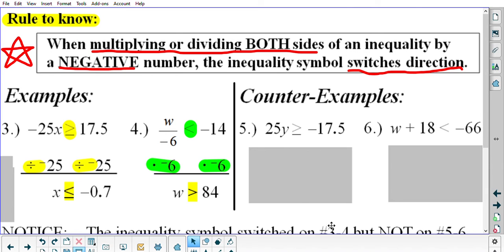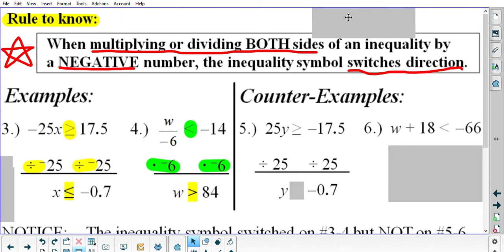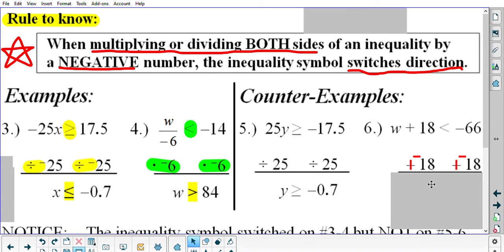So that's 2 examples of the rule to know being applied. But notice I labeled number 5 and 6 as counterexamples. On number 5, you divide by a positive on both sides. Does the inequality symbol switch direction? No. Number 6, I would subtract by 18 on both sides, which is the same as adding by -18 on both sides. Does the inequality symbol switch direction? No.